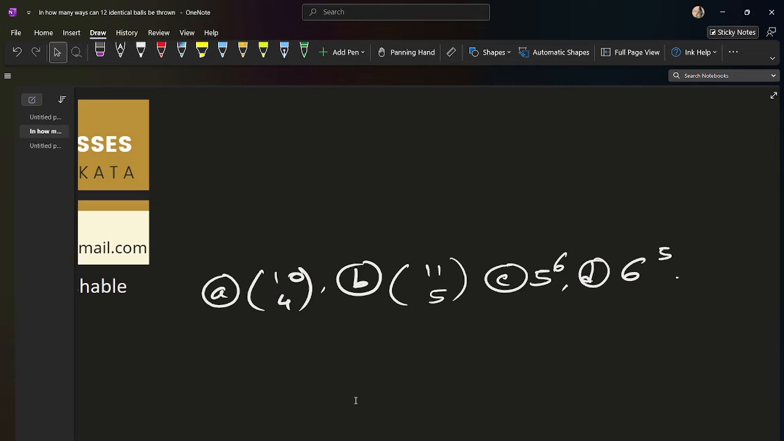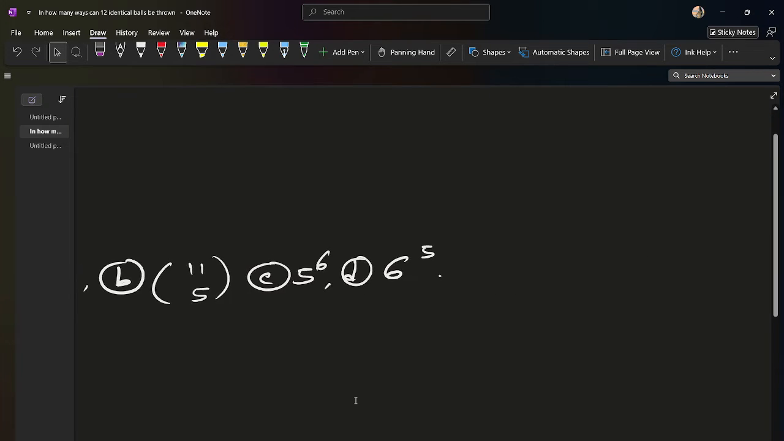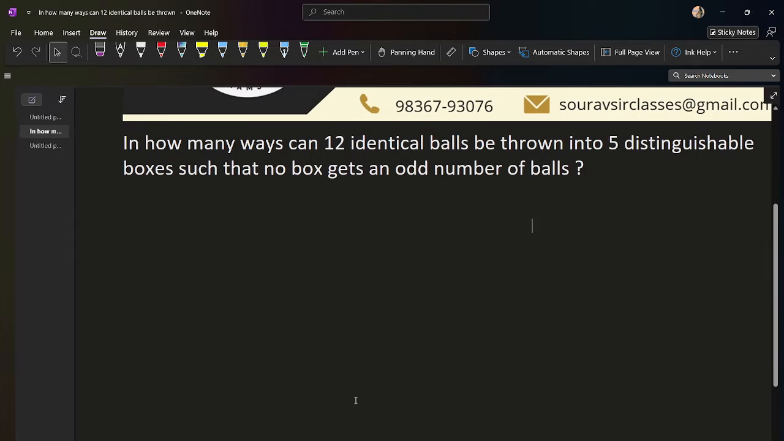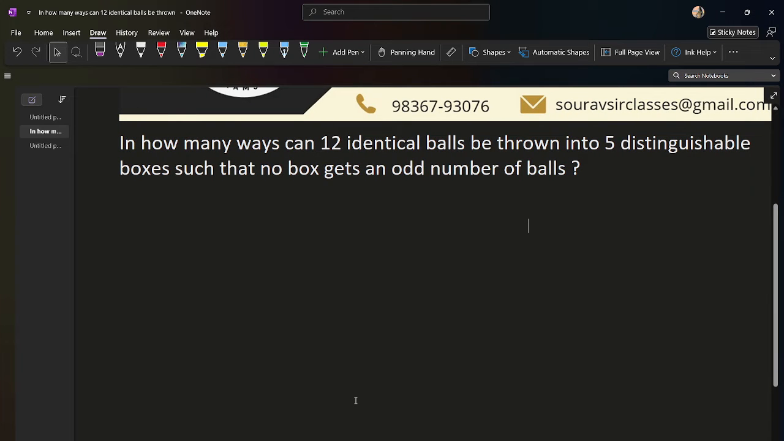So what can be done here? This is a very easy question and we are going to solve it. Okay. So now let us take this thing, that means our question.